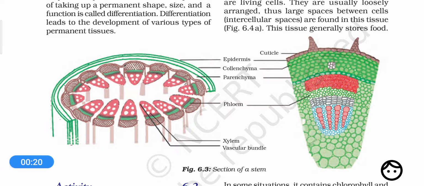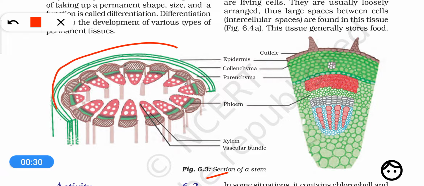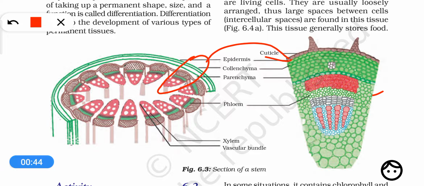Look at figure number 6.3. This is the transverse section of the stem. If we cut the stem transversely and observe it with the help of a microscope, something like this will be observed. This portion of the figure is being shown here in more magnification.